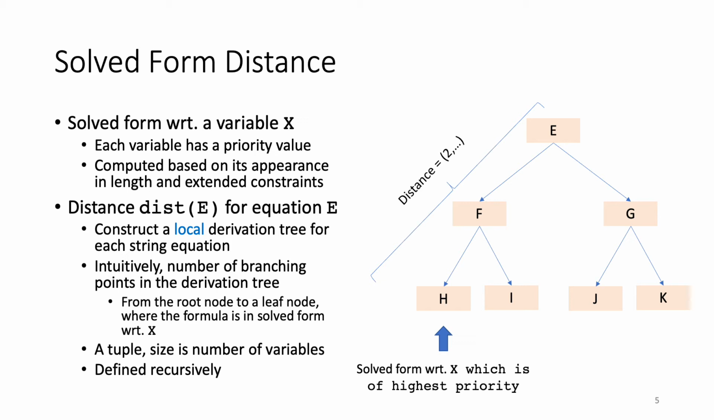You can find the formal definition of the solved form distance in the paper, where we define it as a tuple whose size is the same as the number of variables, and it is defined recursively for each node based on the solved form distances of its child nodes. So the solved form distance for the string equation E is simply the one for the root node.